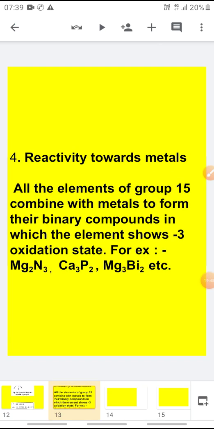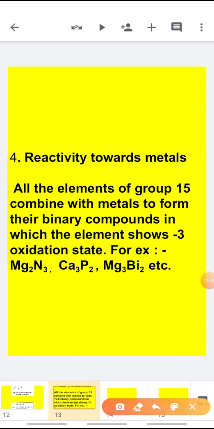Now, coming to the fourth important chemical property, reactivity towards metals. You have to remember that all the elements of group 15 combine with metals to form binary compounds in which the element shows a -3 oxidation state. For example, with magnesium it forms Mg3N2. With calcium it forms Ca3P2. With magnesium it also forms Mg3Bi2, and so on.